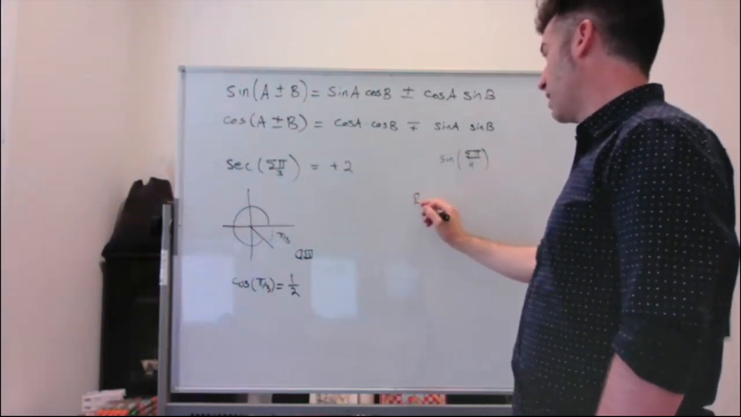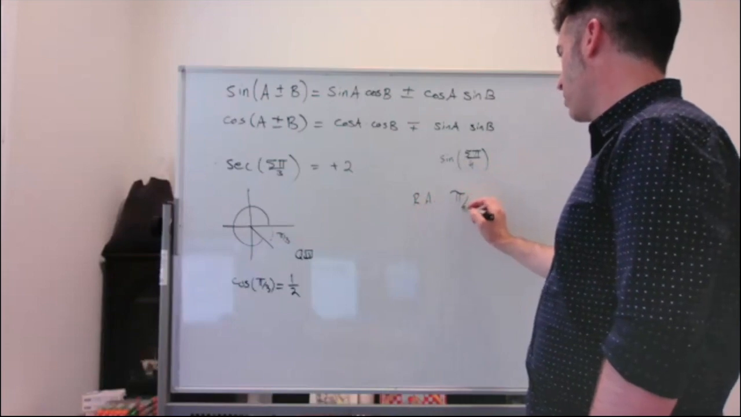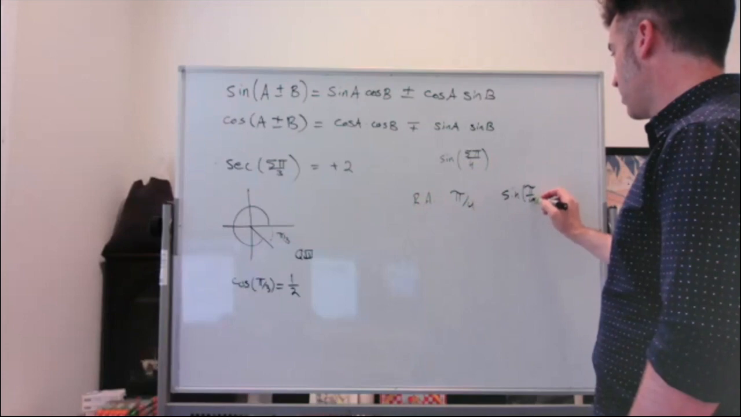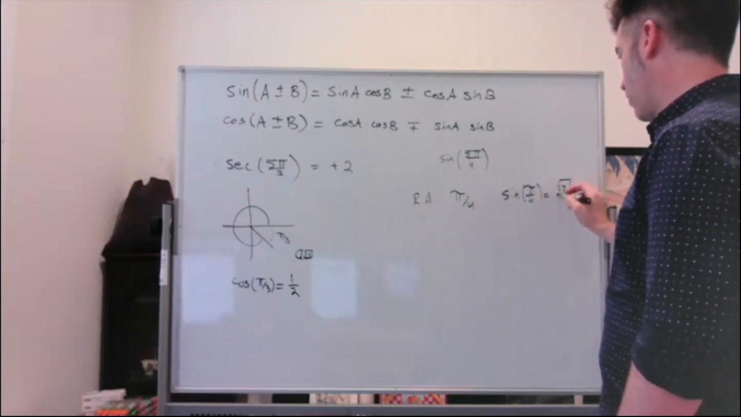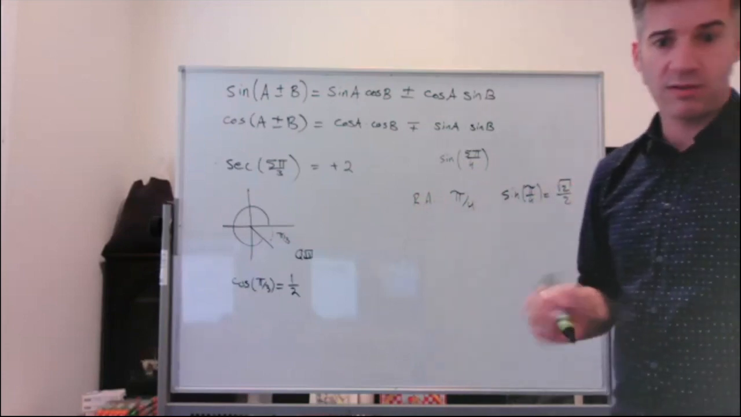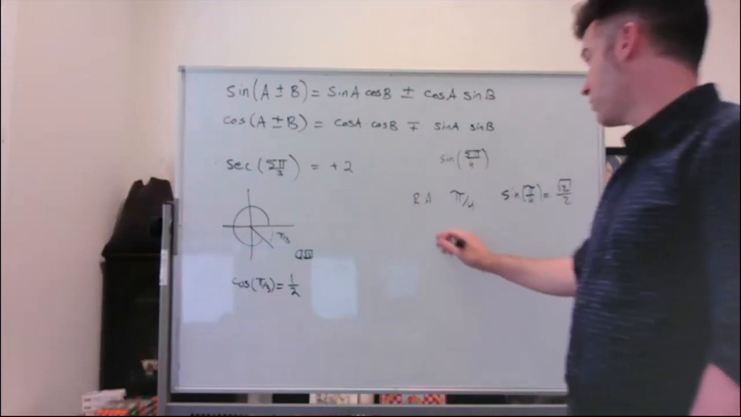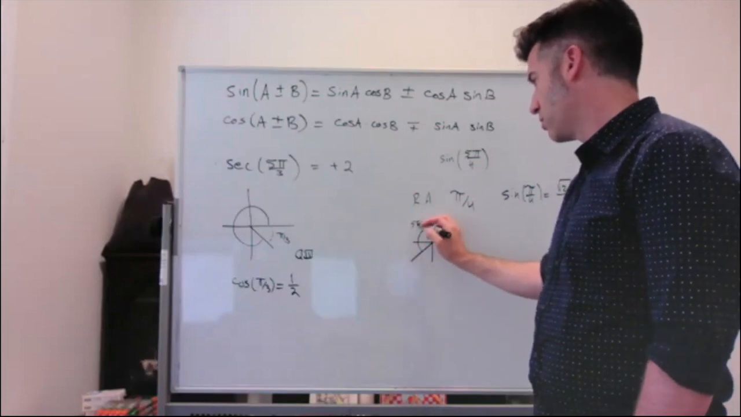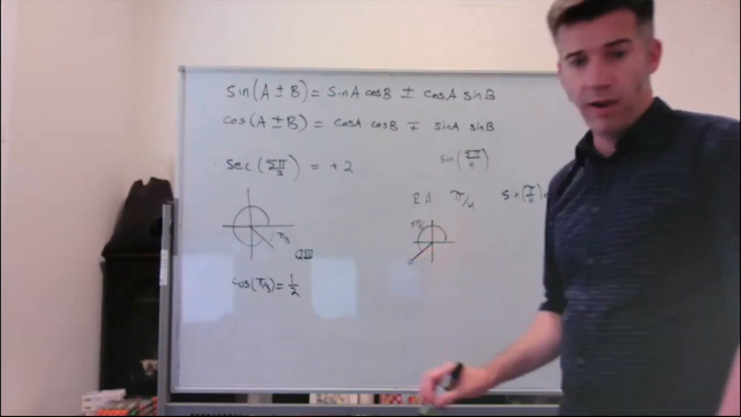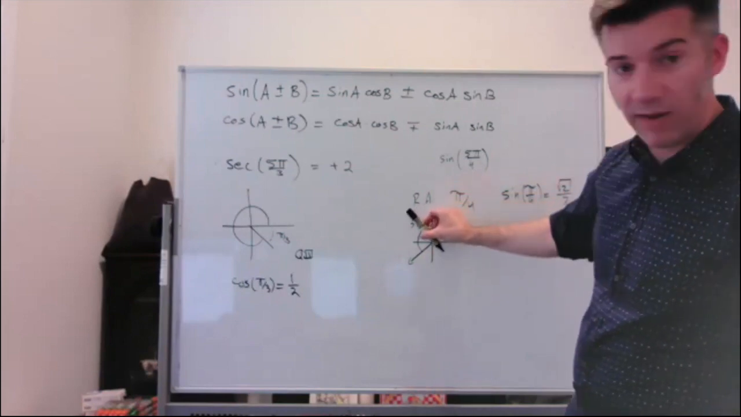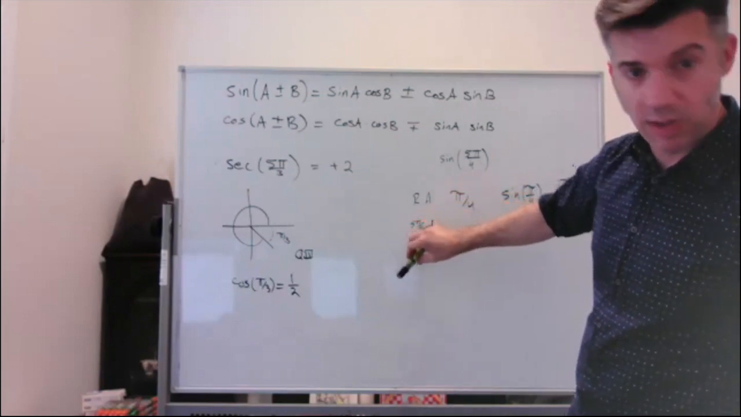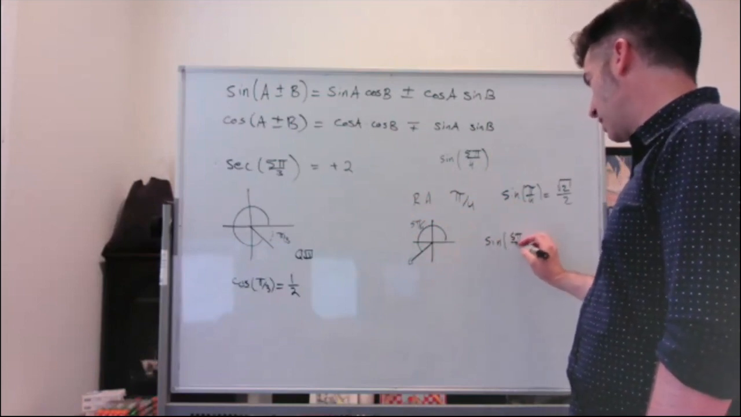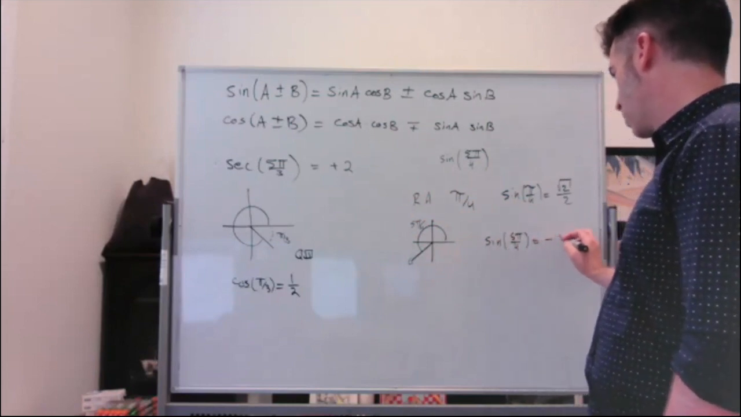So here the reference angle is pi over 4. And I know that sine of pi over 4, like cosine of pi over 4, is the square root of 2 over 2. So now we're trying to figure out what quadrant we're in. So 5 pi over 4 is in quadrant 3. Right? Because pi over 4 is in quadrant 1, 3 pi over 4 is in quadrant 2, 5 pi over 4 is in quadrant 3. So sine of 5 pi over 4 is going to have to be negative root 2 over 2.